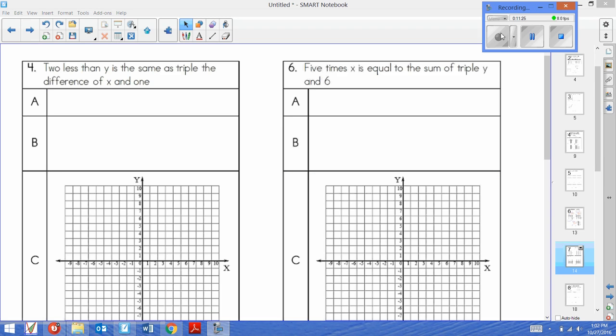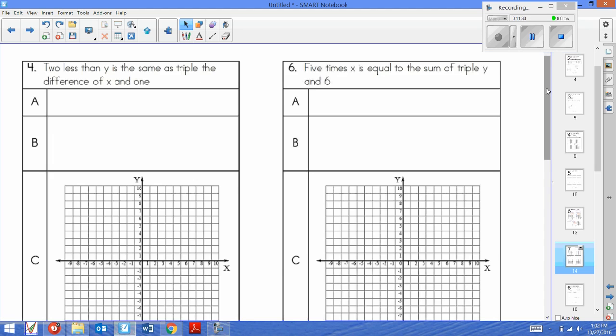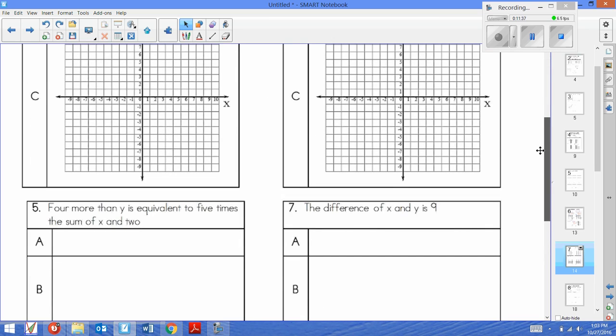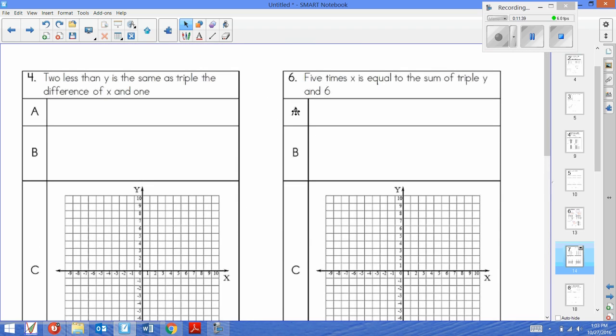Okay, moving on to page 14, I would like for you right now to pause the video and take a moment to translate questions 4, 5, 6, and 7 just in the A box.